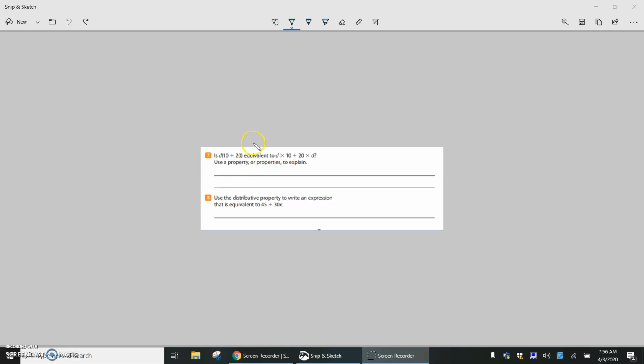So they want us to use a property. What property do you see in this and this? You should recognize this as being the distributive property. I'm going to be working up here. There's not a lot of space down on that paper. So we have 10. Oh, that 10 looking clean. That 20 though. Not so much.